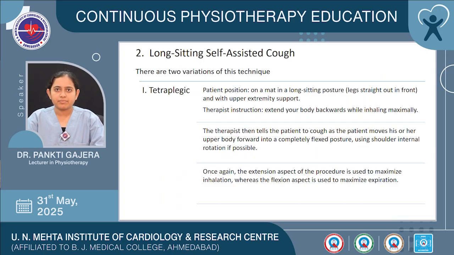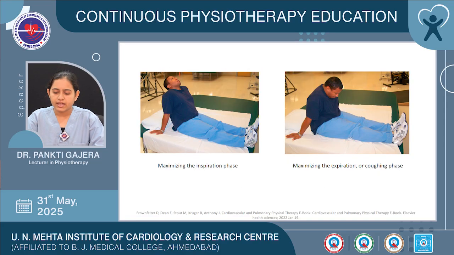The therapist then tells the patient to cough as the patient moves his or her upper body forward into a completely flexed posture, using shoulder internal rotation if possible. Once again, the extension aspect of the procedure is used to maximize inhalation, whereas the flexion aspect is used to maximize expiration. So, in the first picture, that is the extension phase, maximizing inspiration, while hands are behind the body. That is for assistance. And the second picture is the flexion phase, that is maximizing expiration or coughing phase.